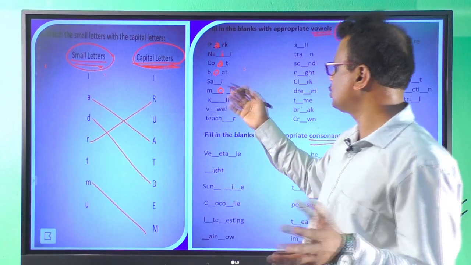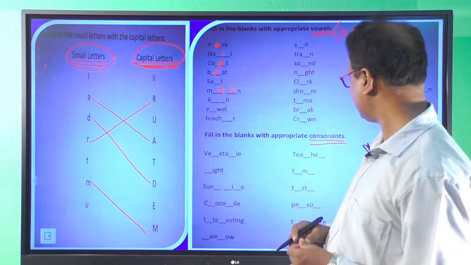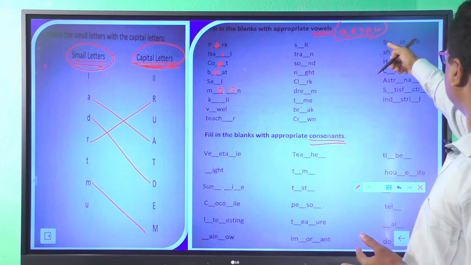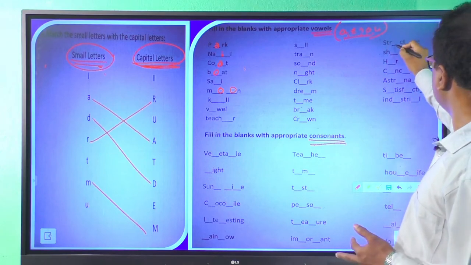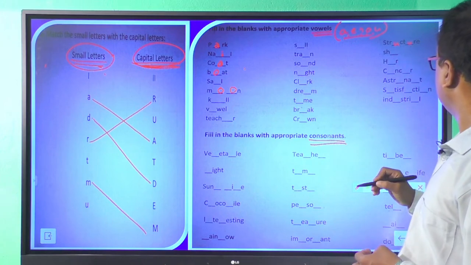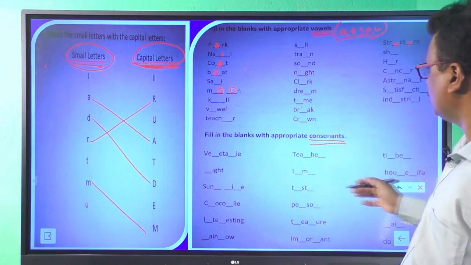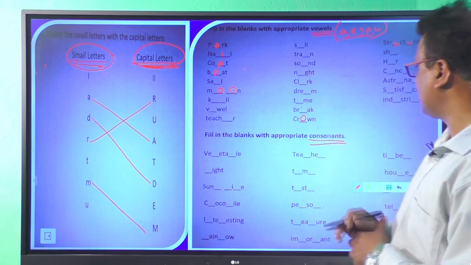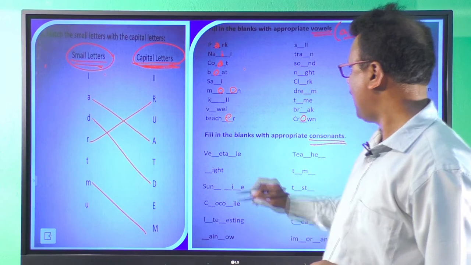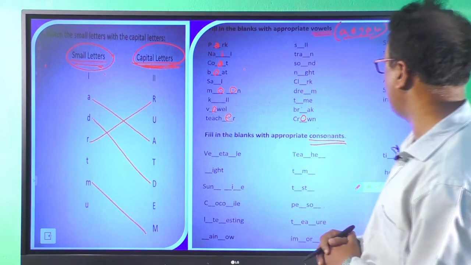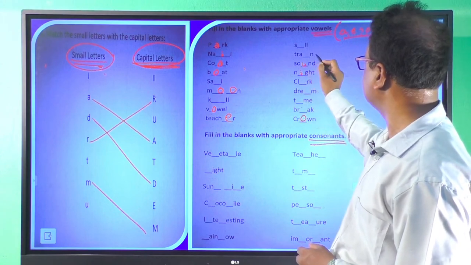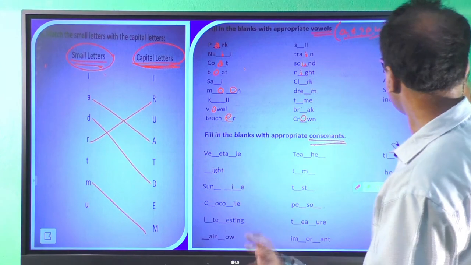You can also write of your own, no problem. See here, S dash A L. S T R U C T U R E, structure. So in this way you will do them. Crown, C-R-O-W-N, crown. Teacher, T-E-A-C-H-E-R, teacher. Vowel, V-O-W-E-L, vowel. Night, N-I-G-H-T, night. S-O-U-N-D, sound. T-R-A-I-N, train.